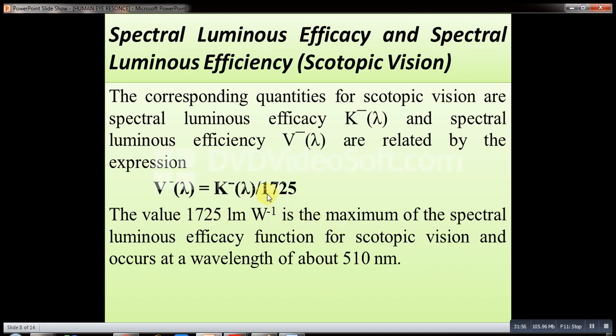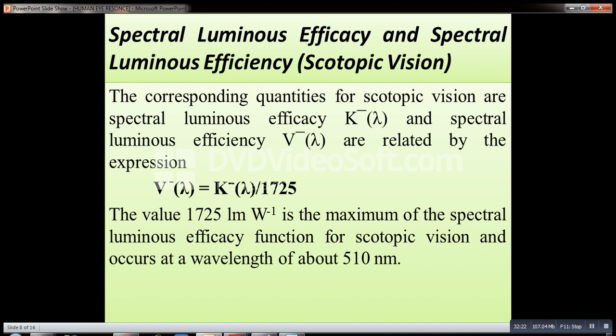The maximum is 1725 lumen per watt, and some other source told us 1700, not 2500, lumen per watt. Photopic luminous efficacy of radiation has a maximum possible value.